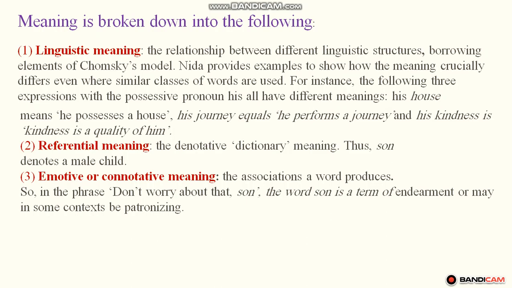The second one is referential meaning, which simply means that we are going to go directly toward the dictionary meaning. So if we say son, this means a male child. If we say daughter, this means a female child. That's it, simply. The third one is emotive, or also called connotative meaning, which is the associations a word produces. So in the phrase, don't worry about that son, the word son here is a term of either endearment or patronizing.